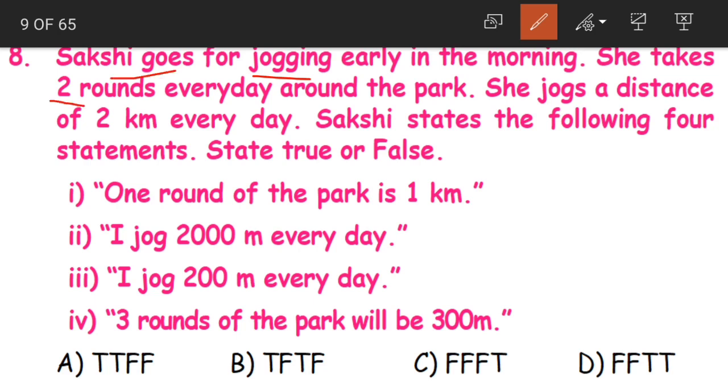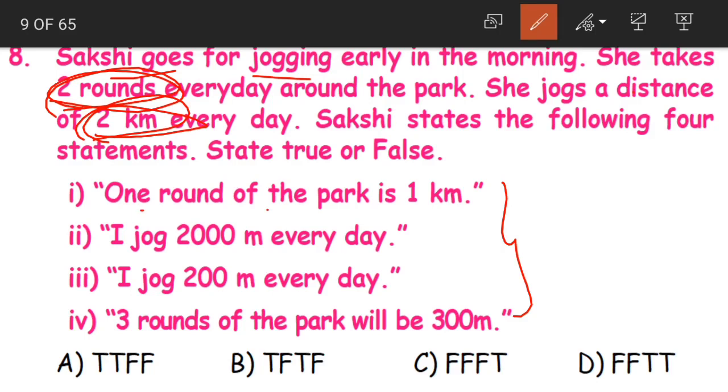Now what does Sakshi do? She takes 2 rounds every day. And what is the distance covered? The distance covered is 2 kilometers. She takes 2 rounds, and what is the distance covered in those 2 rounds? A total of 2 kilometers. Now from the given statements, which can be the true one and which is false?